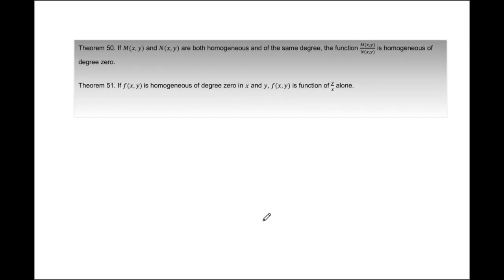But before the example, we will discuss Theorem 50 and Theorem 51. Theorem 50: if M of x and y and N of x and y are both homogeneous of the same degree, the function M of x and y over N of x and y is homogeneous of degree 0. Theorem 51: if f of x and y is homogeneous of degree 0 in x and y, f of x and y is a function of y over x alone.